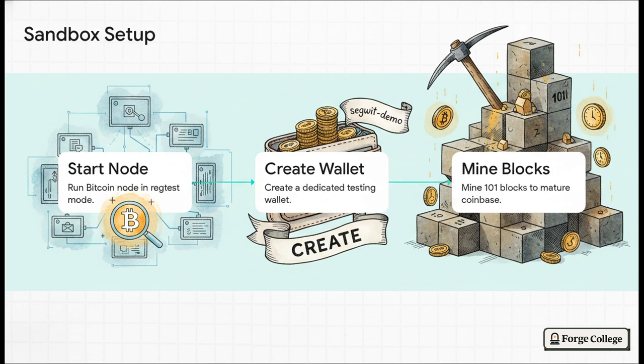Setting this up requires 3 super simple steps. First, we start our node in regtest mode. Second, we create a dedicated testing wallet, which we've creatively named SegWit Demo. And third, we mine exactly 101 blocks. You might be wondering, why 101? Well, newly minted test coins actually need to mature before we're allowed to spend them. It's basically like printing our own Monopoly money before we can start playing the board game.